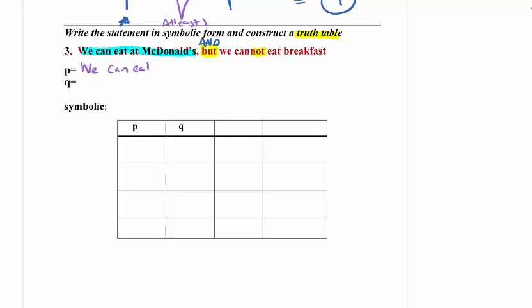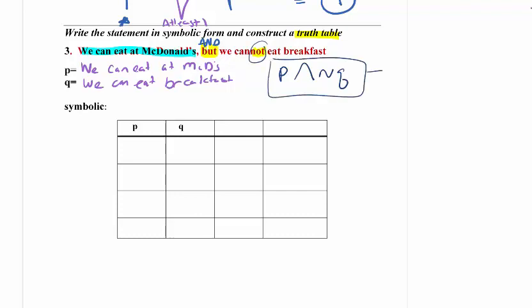We can eat at Mickey D's. My second simple statement will be we can eat breakfast. To translate it now, we take those letters, and again, because we were writing them ourselves, we're going to go in that order. So P and not Q, because remember there was that not there. This is my symbolic form.